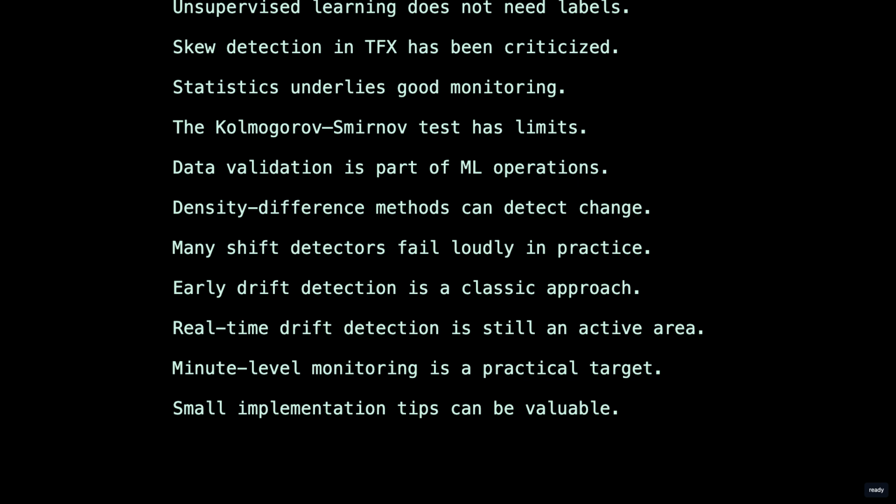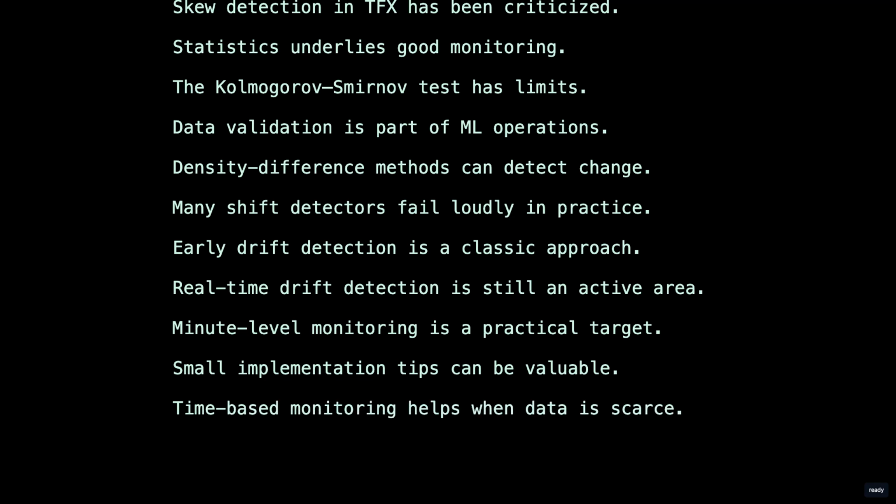That advice matters, especially for smaller teams. If you do not have much data, it is usually better to respect time order than to overfit a monitoring scheme to a tiny sample.